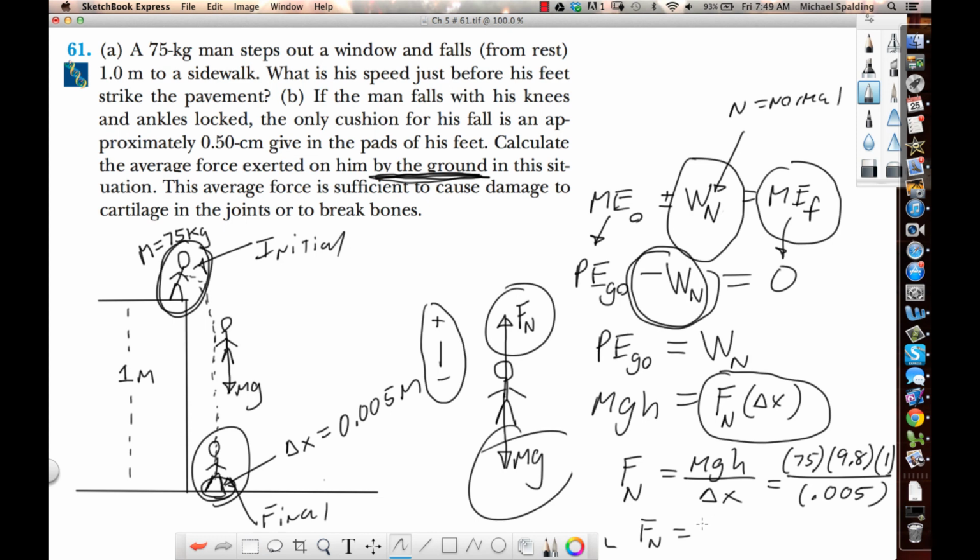So this comes out as 147,000 newtons. That's force, man. If you convert this to pounds, it's about 33,000 pounds. 33,000 pounds of force. That would hurt.